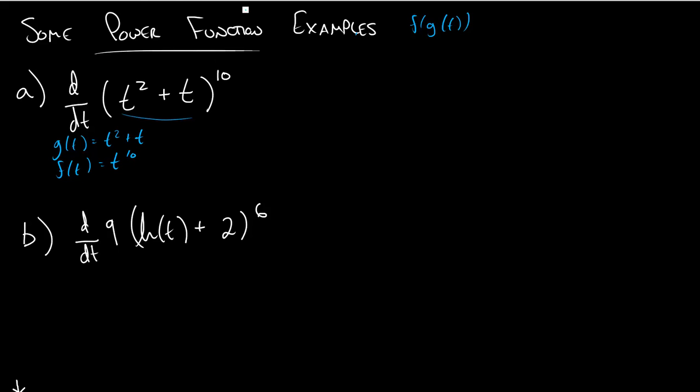And so when I say some power function examples, I'm saying this outer function is something like t to the 10th or t to the 9th, but it's not going to be like e to the t, or it's not going to be like 5 to the t either. It's going to be t to some power.